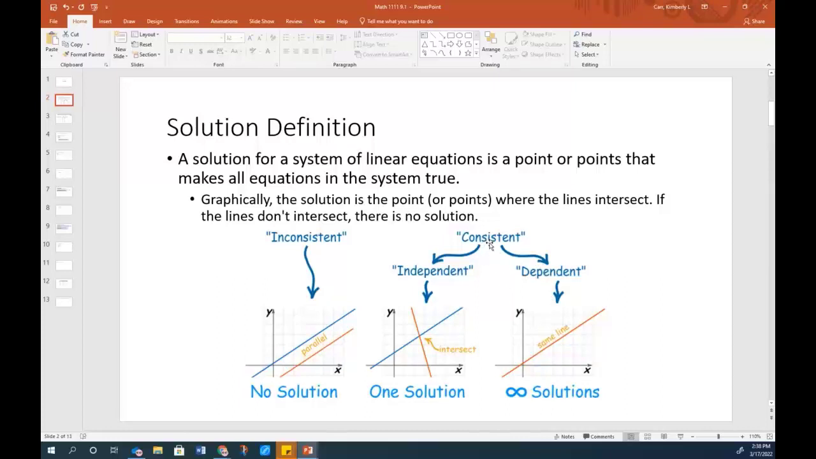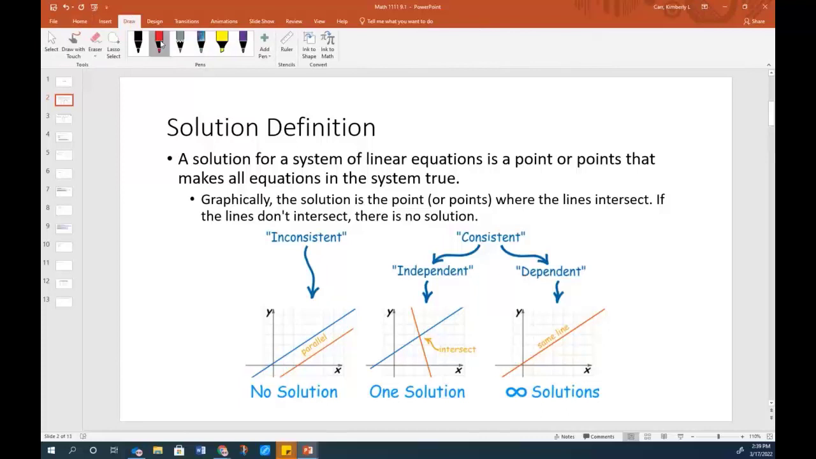If it's consistent but two lines, then we say consistent independent. Those lines are independent of each other. They just happen to cross paths. If they're the actual same line, then they are dependent. Now, when we say that there are infinitely many solutions, you cannot just pick a number wildly and make it a solution. It has to be a point on the line, okay?